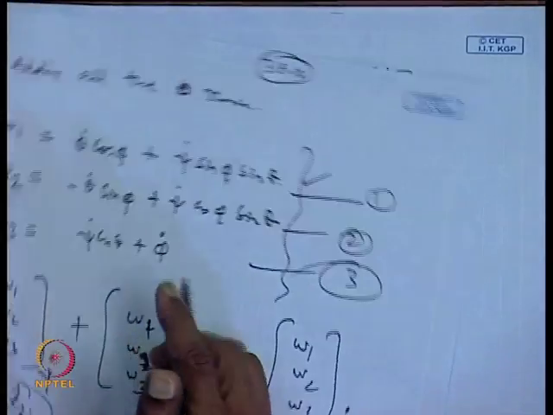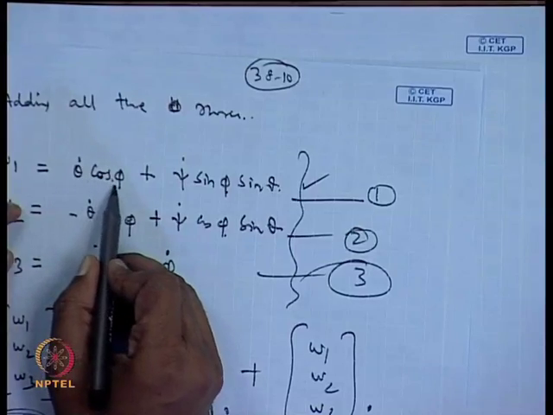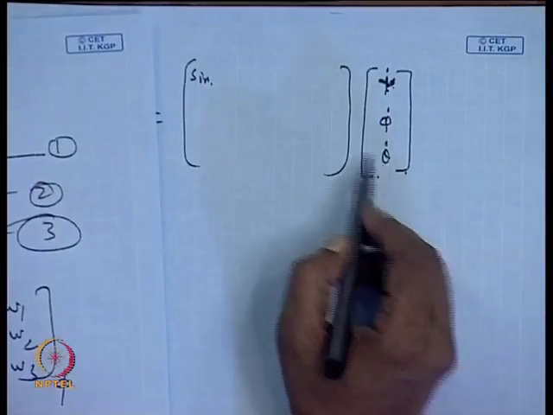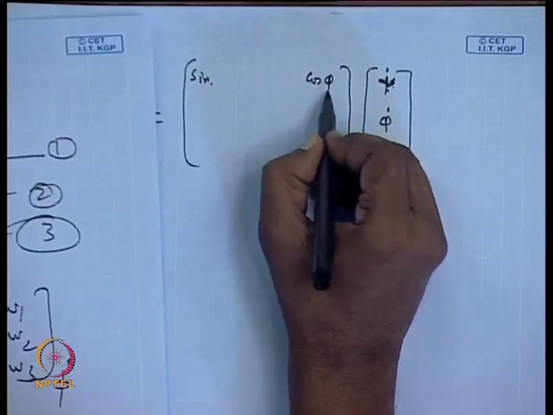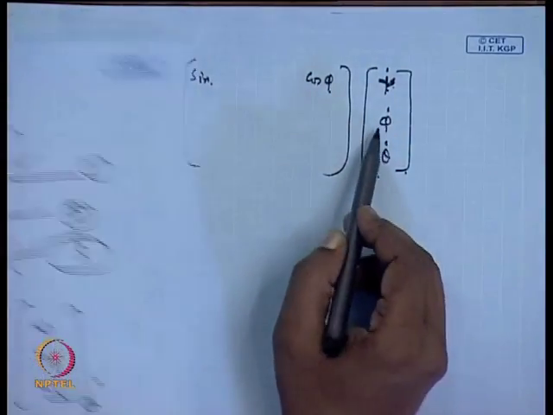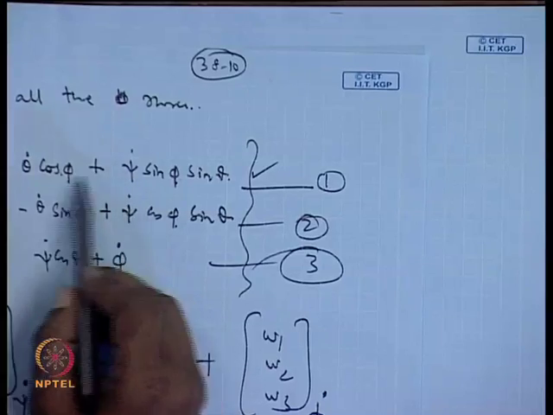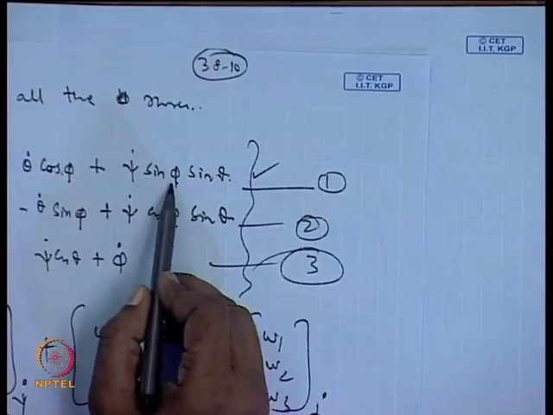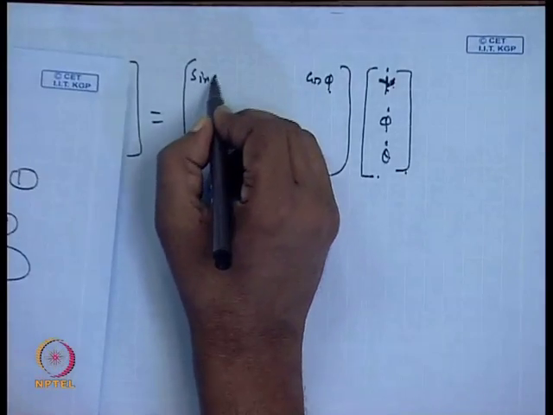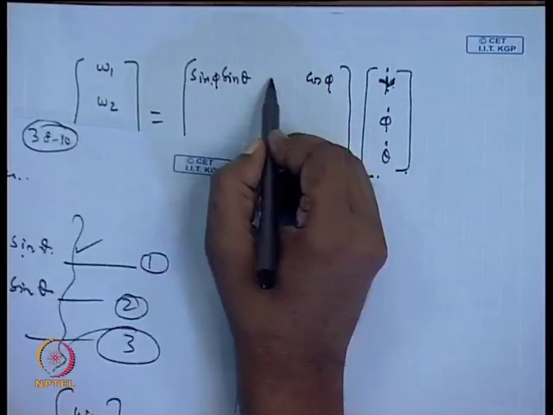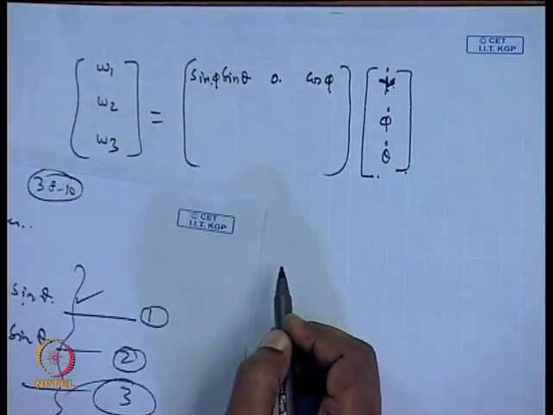So, this will become omega 1, you can see from this place, this is theta dot cos phi. So, theta dot is the last entry. Okay. So, here we can write cos phi and phi dot is not appearing here. The other one is psi dot sin phi times sin theta. So, this is sin phi times sin theta and phi dot is not appearing. So, for this we put here 0.